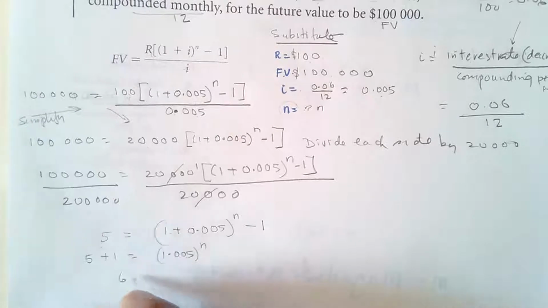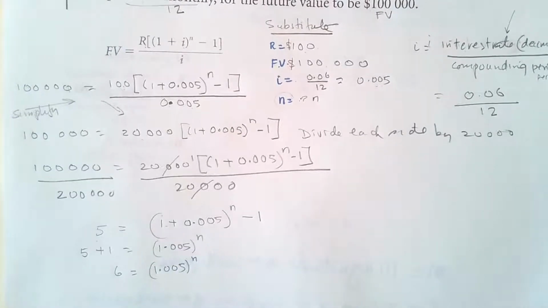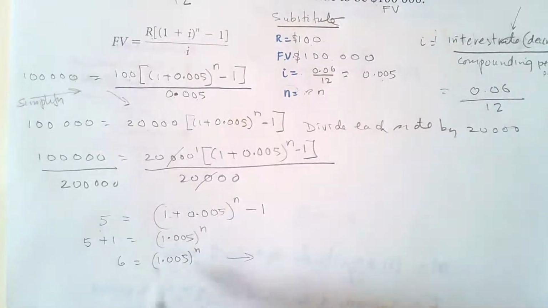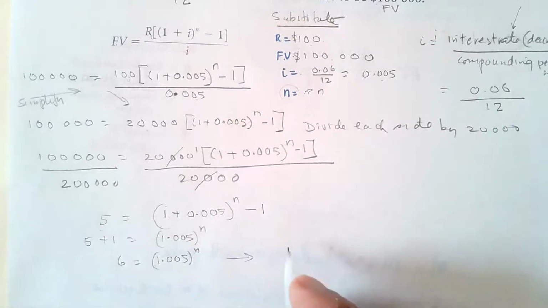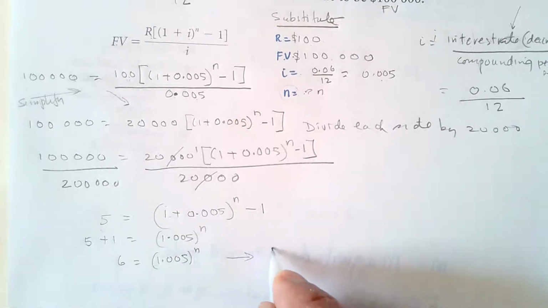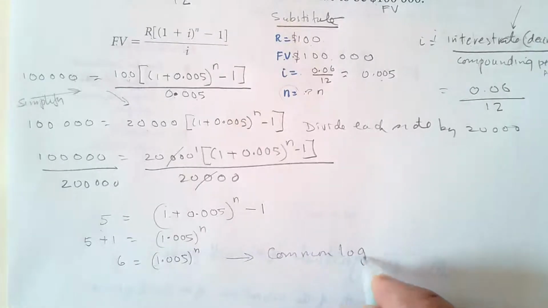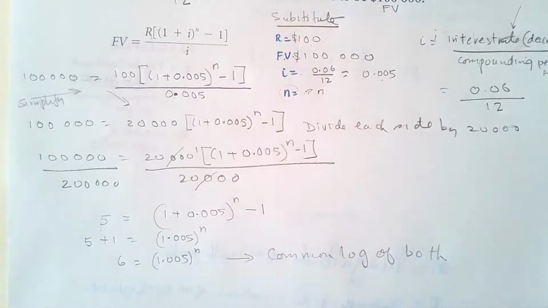So 6 is equal to 1.005 to the power n. Here we have an exponential function. What we do next is to take the common log of both of these because we want to find n. So take the common log of both sides.